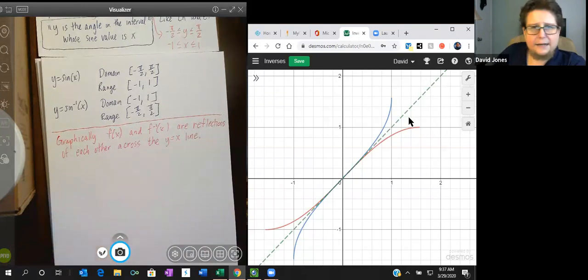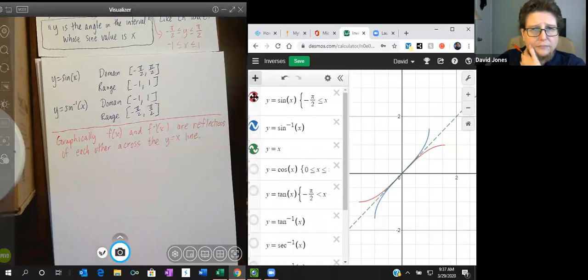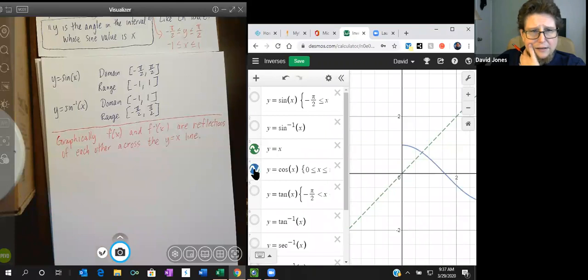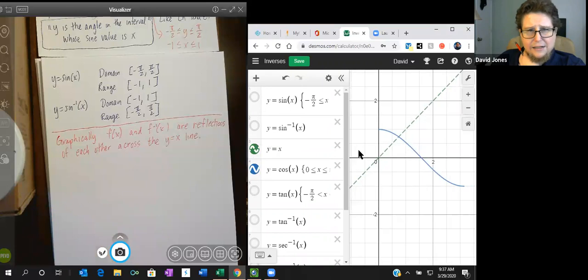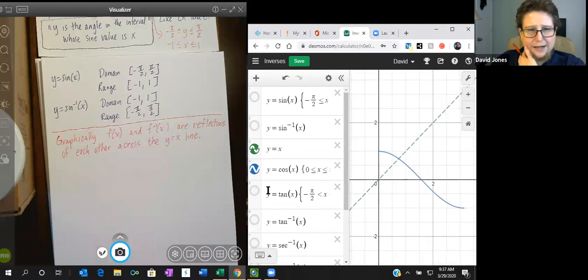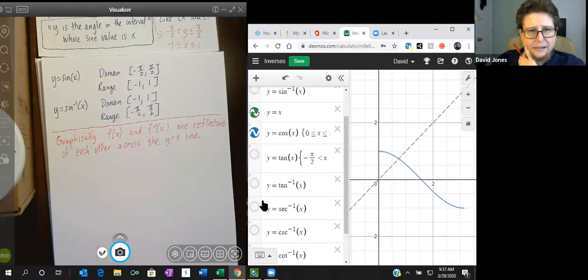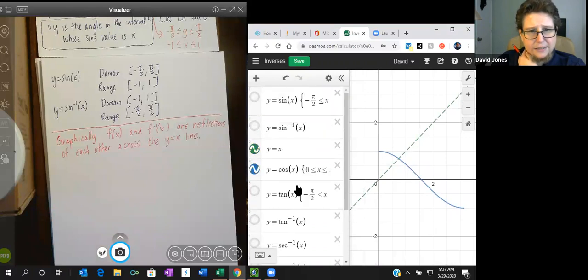Let's take a look at sine. I think I said sine, I meant cosine. So there's my base function for cosine. Where's my cosine inverse?